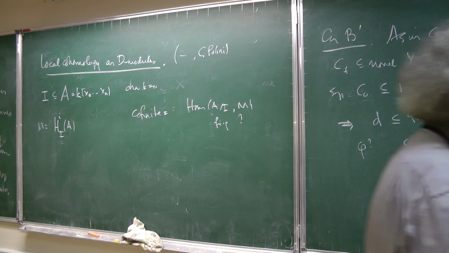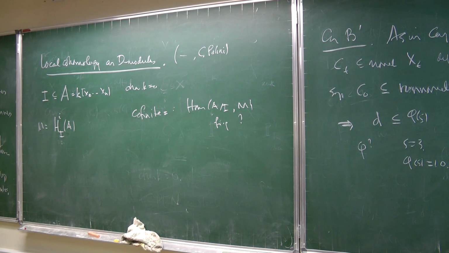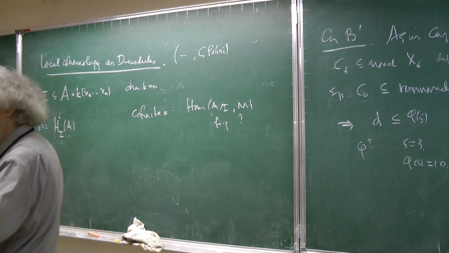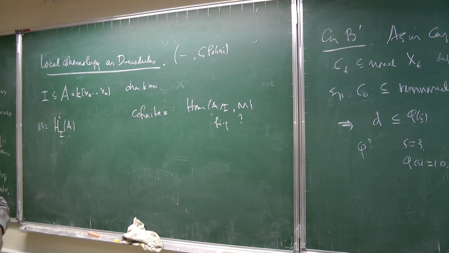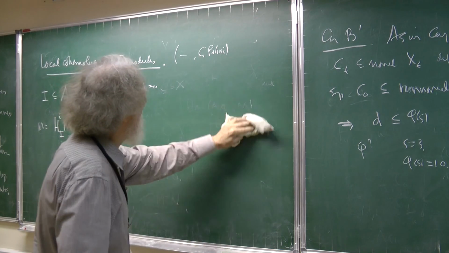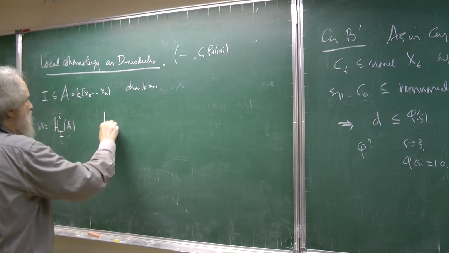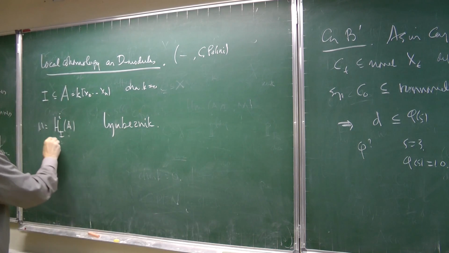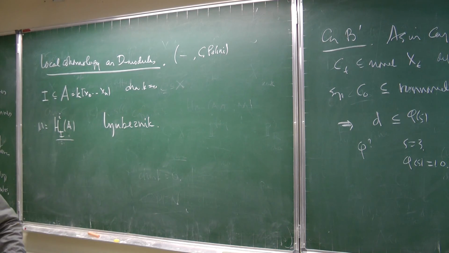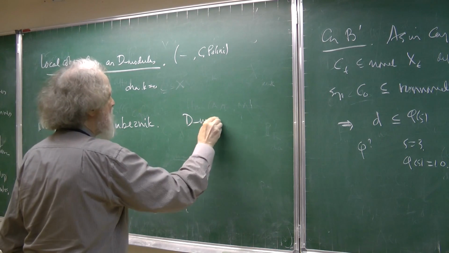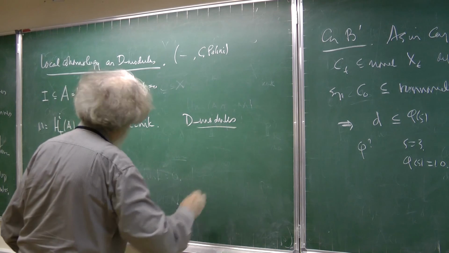In a paper I wrote some time ago, I gave a counterexample, so that's not true. Since then, many people have been studying these local cohomology modules. These are not finitely generated modules. They're huge modules. It's very hard to deal with anything about them. But very recently, a guy named Lyubeznik observed that these modules, as A-modules, are huge, but they're actually D-modules. And D-modules are very nice. So let me explain what that means.